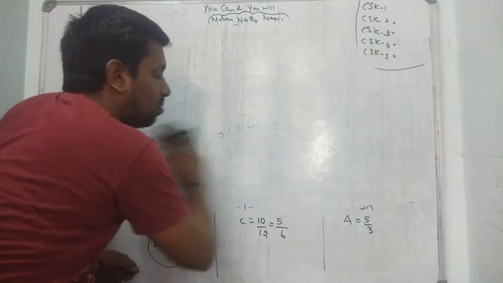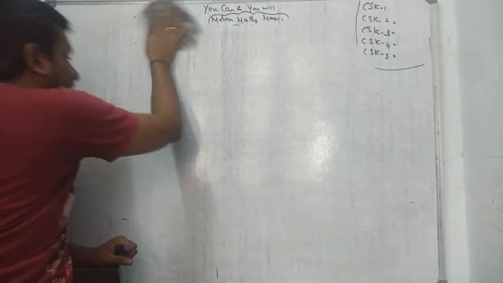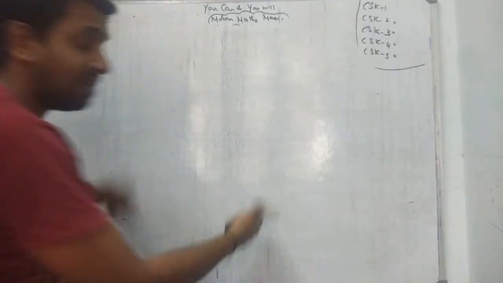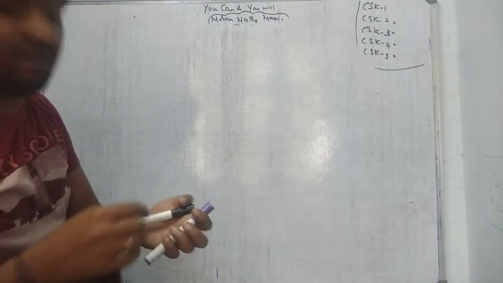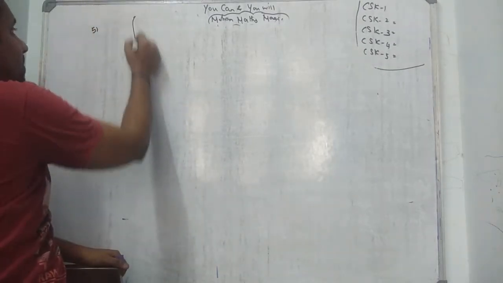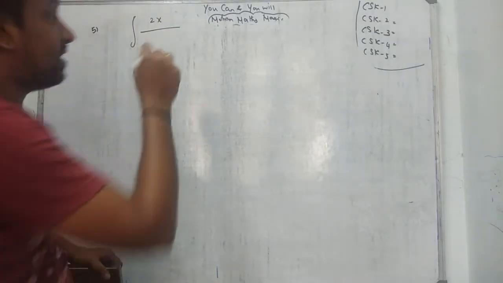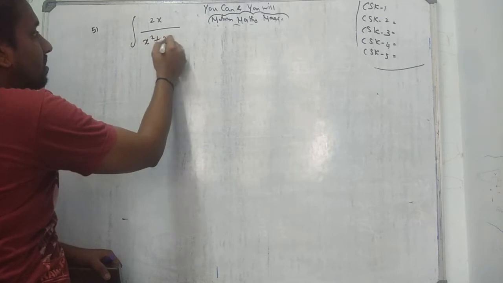Still I have not taught you any toughest sum. What are the toughest sums? Numerator and denominator power same. Again I have to revise. So wait. Question number 5. Integration 2x upon x square plus 3x plus 2.